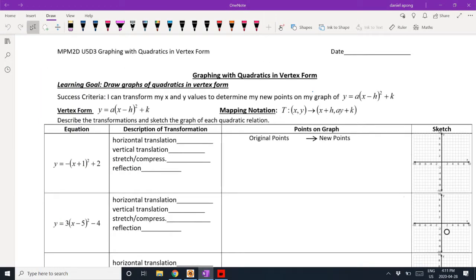Graphing with quadratics in Vertex Form. Our learning goal today is to draw graphs with quadratics in Vertex Form. Please ensure you have the lesson printout so you can follow along with this video.